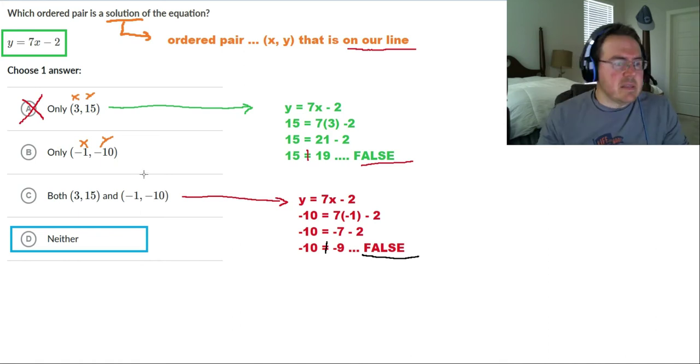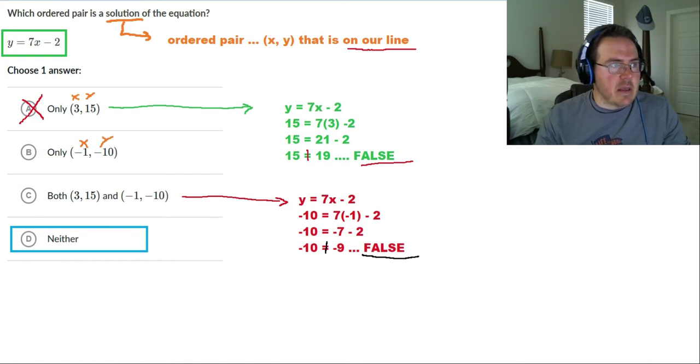Now, if they'd made sense, at the end we would have had something like 15 equals 15 or 19 equals 19, or just the two numbers would equal each other. But neither one of these made any sense. So yeah, neither is the answer. The way you know you found a solution is when they come out to be true or the same number.